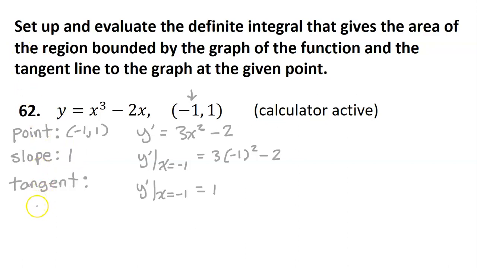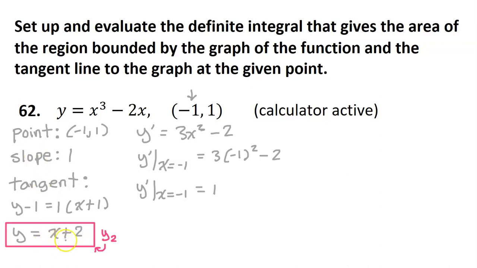So the equation of the tangent line is y minus y1 equals the slope times x minus x1. So y minus 1 is equal to the slope times x minus -1, which is x plus 1. We will be using our calculator since this is a calculator active problem, so let's get y by itself for easy graphing. Adding 1 to both sides, I get y is equal to x plus 2.